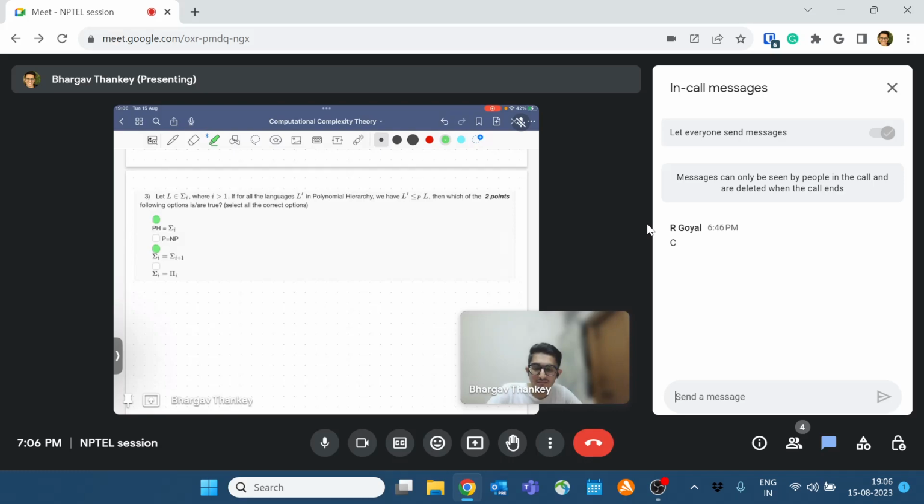So PH is collapsing at most to sigma i. You can prove D using A or C. PH collapses to sigma i, so PH equals sigma i. Now pi i is contained in PH, so pi i is contained in sigma i. But then, let me prove D first.